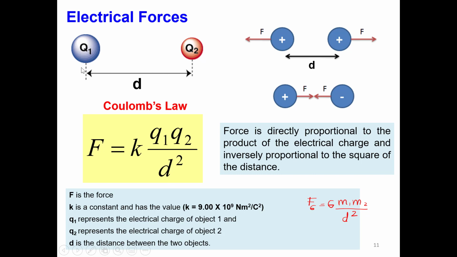How can we calculate this force? We need to multiply the magnitudes of the charges and divide by the square of the distance between the charges. And of course, we cannot forget to multiply by the constant of proportionality, K. The equation we apply to calculate the force between two charges is known as Coulomb's law.